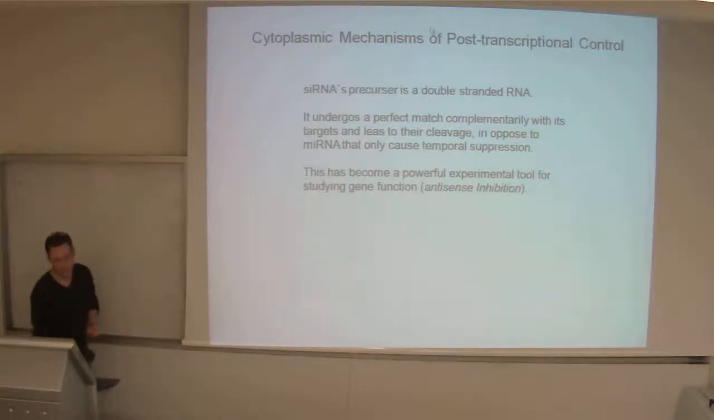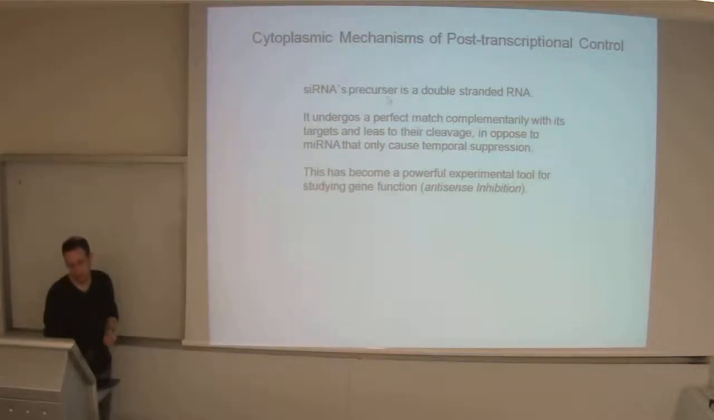Okay, just a word about siRNAs, before we see exactly the differences between the two. The siRNA precursor, as opposed to the microRNA precursor, is a double-stranded RNA, and it undergoes a perfect match with its target, which leads to an absolute or complete suppression, as opposed to microRNAs that cause only temporal suppression.